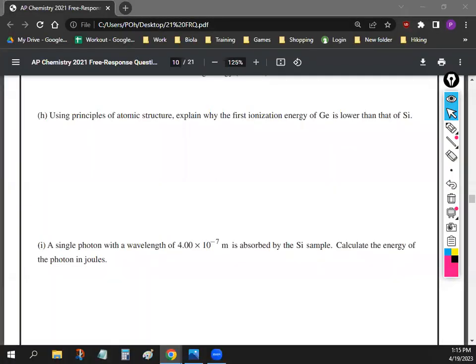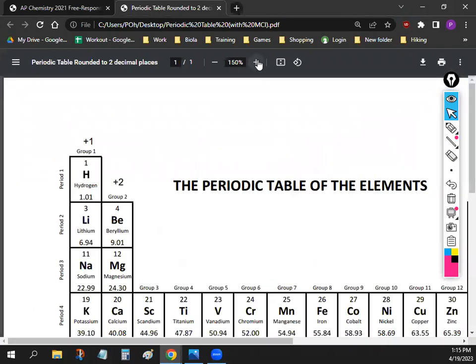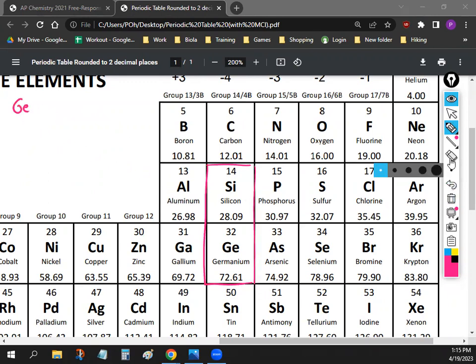All right, so for this one, we need to look at the periodic table. We're going to be comparing germanium and silicon. If we zoom in, germanium and silicon are right here. Now, the first thing you should notice in the problem is that germanium's first ionization energy is less than the first ionization energy of silicon. So the first thing you should notice right away is that germanium, it's easier to remove an electron.